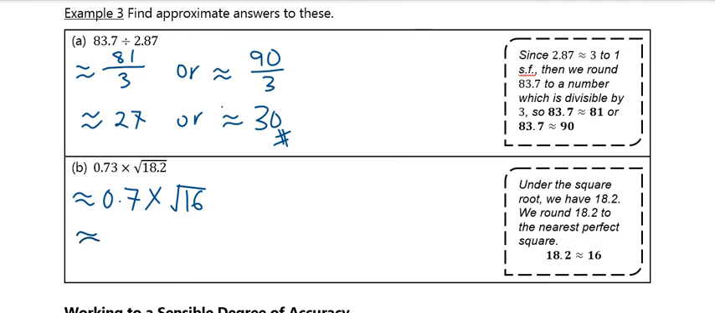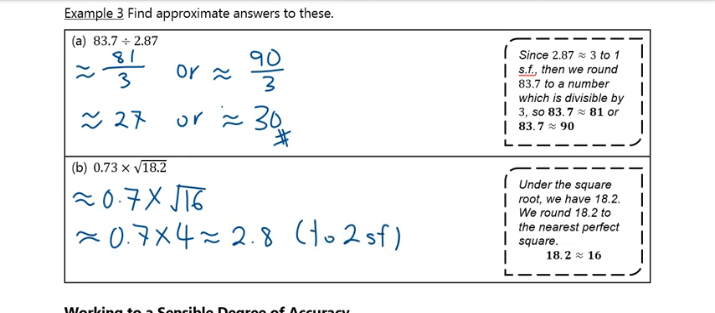So here let's have a look at the result. 0.7 times 4, which is actually 2.8. Okay, this is if you are deciding to use two significant figures, but if you decide to round off further, it becomes 3, which is to one significant figure, right? Up to you, right?